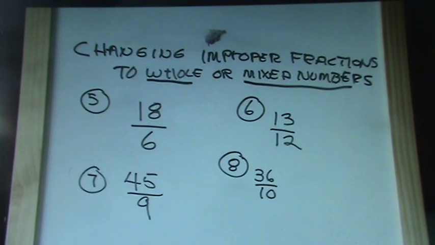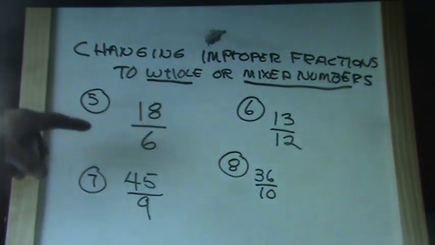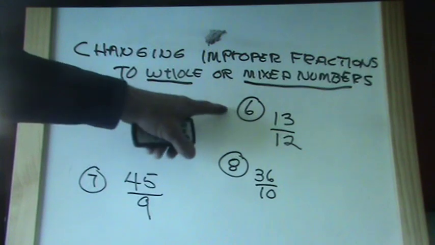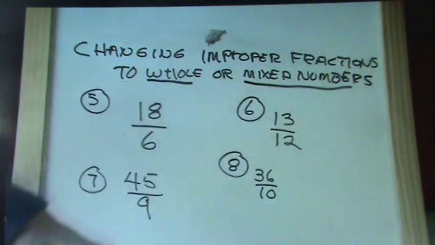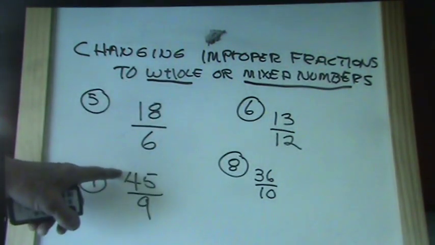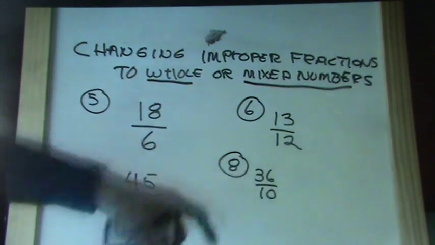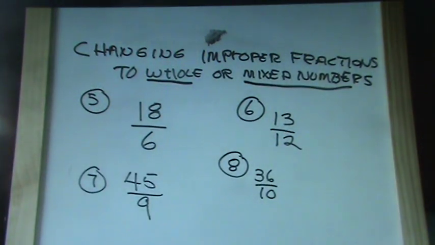Okay, here are 4 more problems for you. Problem 5 is 18/6. Problem 6, 13/12. Problem 7, 45/9. And problem 8, 36/10. Put the DVD on pause and work the problems in your notebook, and then turn the DVD back on again, and we'll go over the problems.